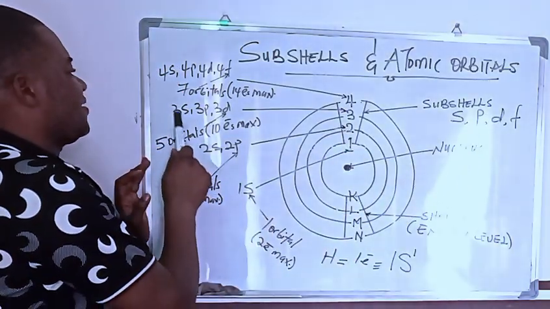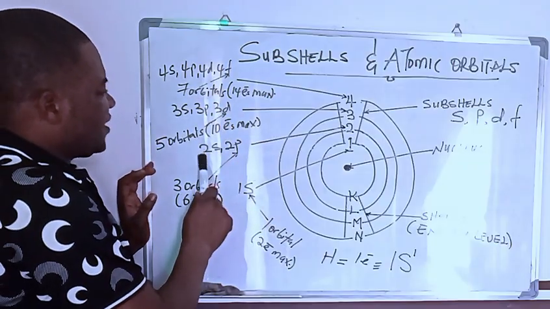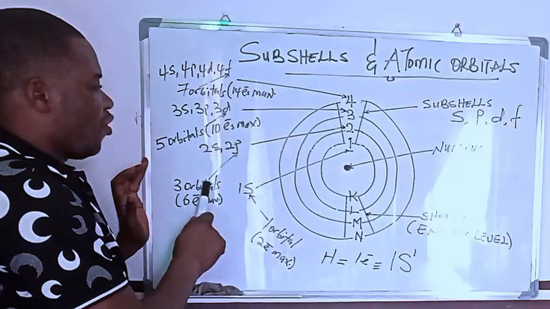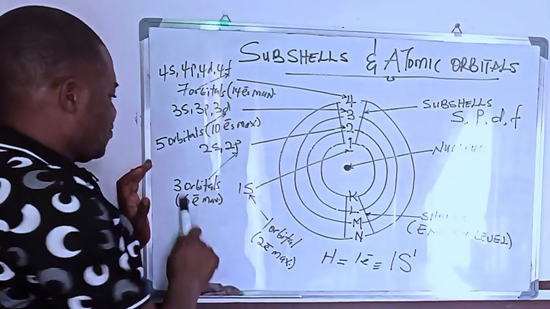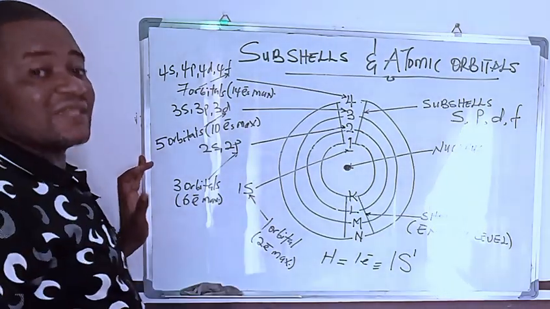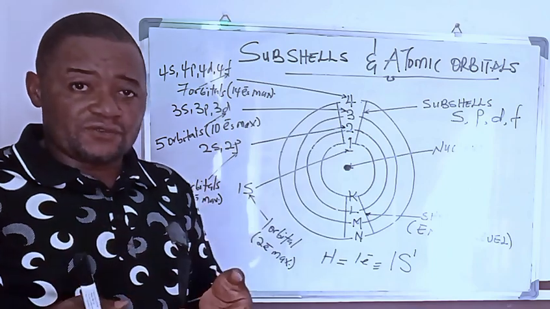And that's why you have here 3s, 3p, and 3d. But of course, remember that these 2s and 2p have 3 orbitals with them. So with the 3 orbitals, what do you have? 6 electrons maximum. Remember that each of these orbitals houses only 2 electrons.